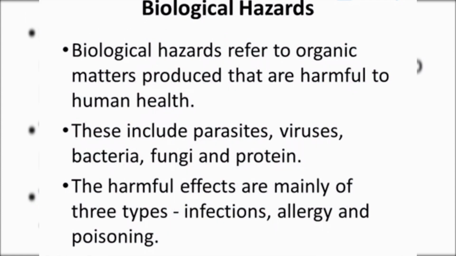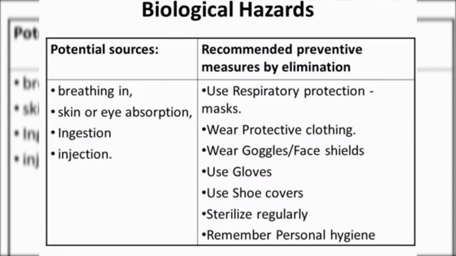Biological hazards. Biological hazards refer to organic matters produced that are harmful to human health. These include parasites, viruses, bacteria, fungi and protein. The harmful effects are mainly of three types: infections, allergy and poisoning. Biological hazards: potential sources.